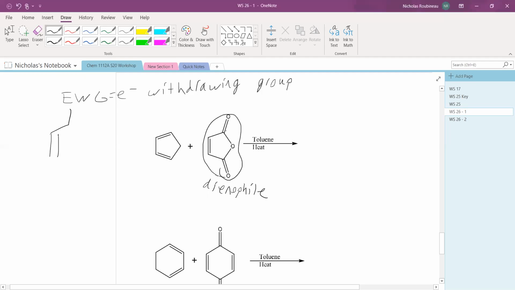In terms of drawing the product, what I was taught is like, that didn't look very good. I'm gonna redo it.